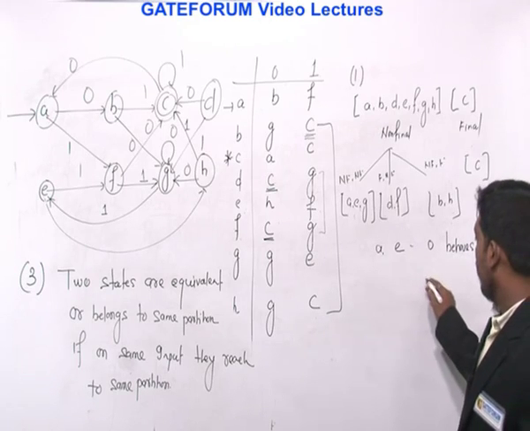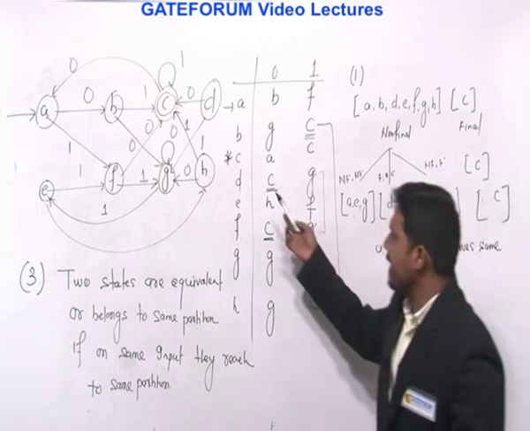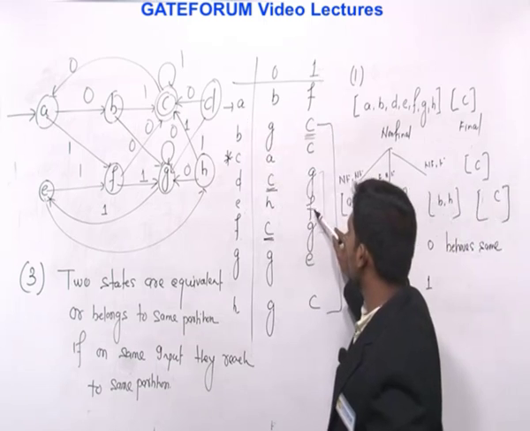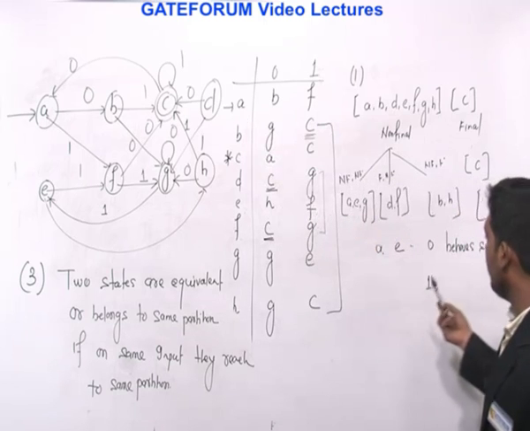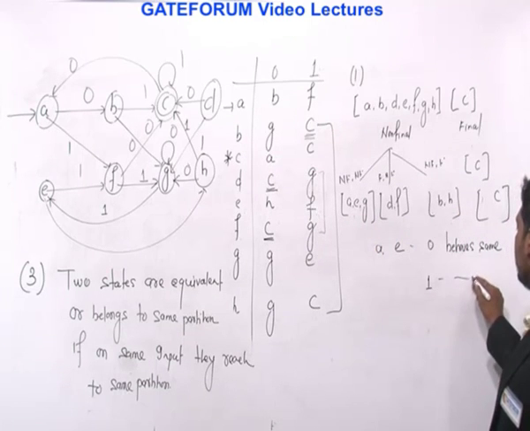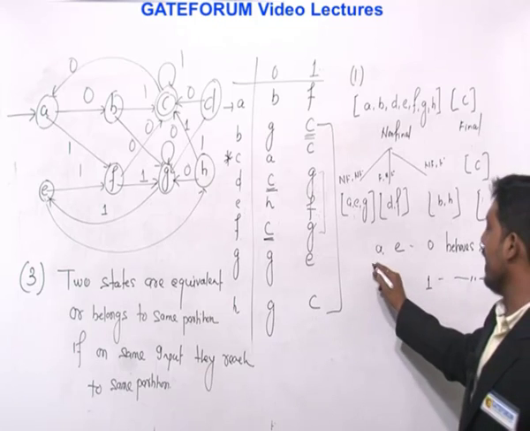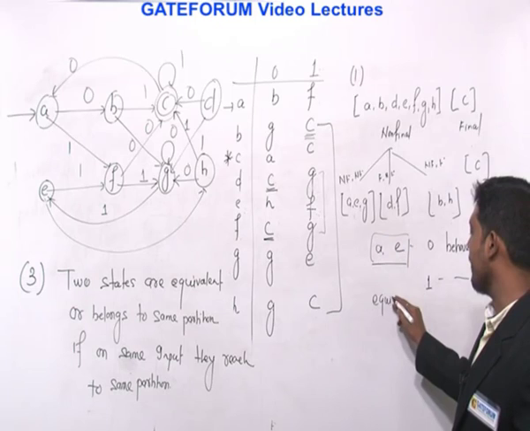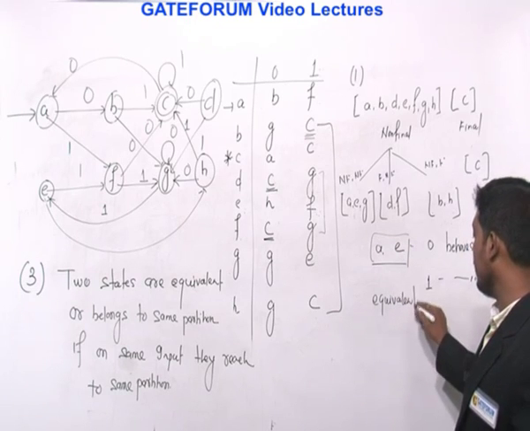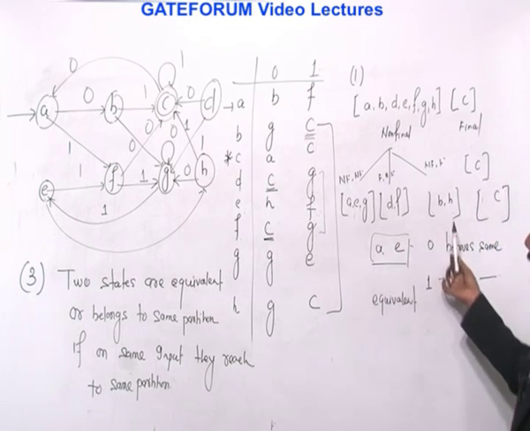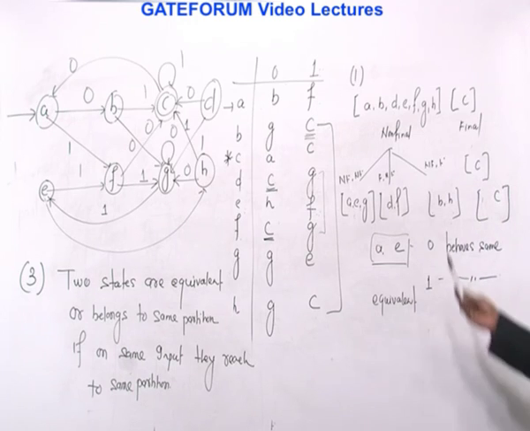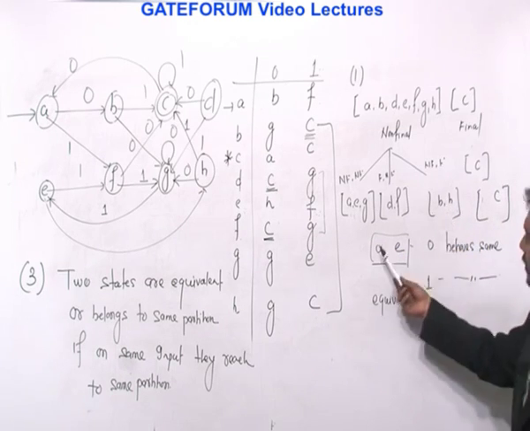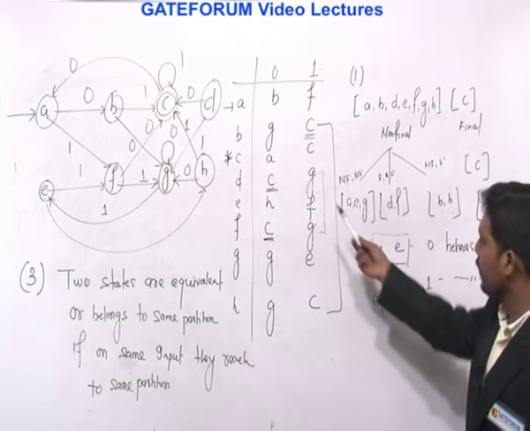On input 1, let's see A and E. A on input 1 goes to state F, and E on input 1 also goes to state F. So same behavior in this case also. So A and E are not separate, they are equivalent. Again I am repeating, it is not about the same state, it is about the same partition. B and H belong to the same partition, same behavior, and on input 1 they are the same.